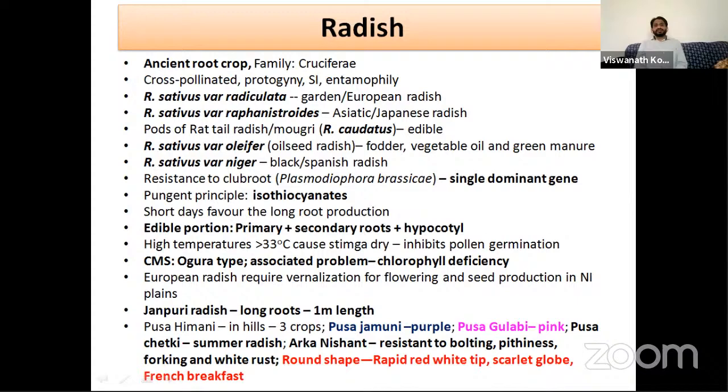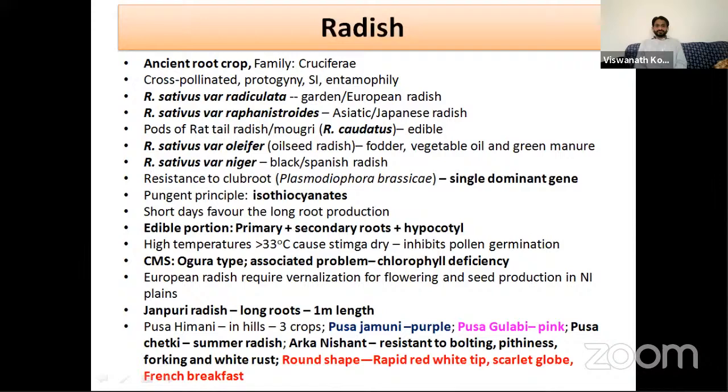The European radish is Raphanus sativus variety radiculata, and the Asiatic or Japanese radish is Raphanus sativus variety longipinnatus. And there is a rat-tailed radish, another species, that is Raphanus caudatus. It produces pods like leguminous plants produce pods. The pods of rat-tailed radish are edible. And there is another species, oilseed radish, that is Raphanus sativus variety oleifera. It can be used as fodder, vegetable oil and green manure purpose. And the black radish or Spanish radish is Raphanus sativus variety niger.